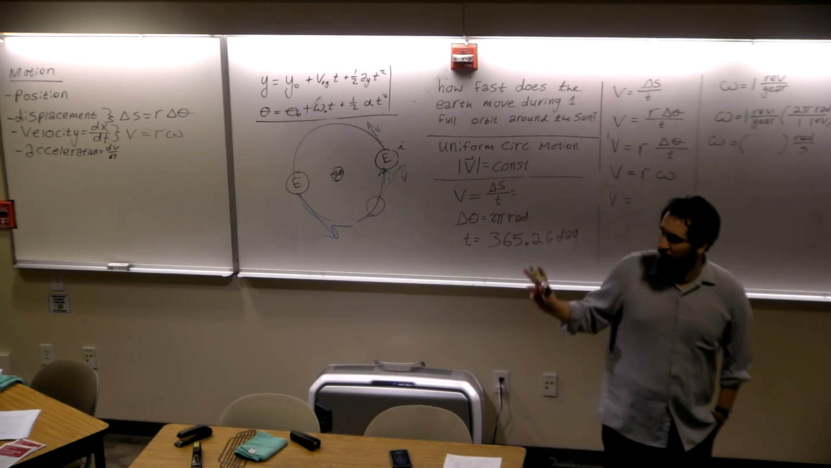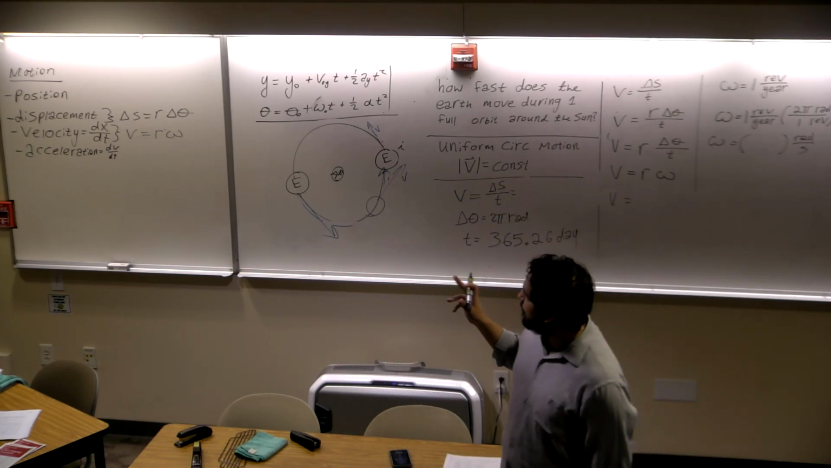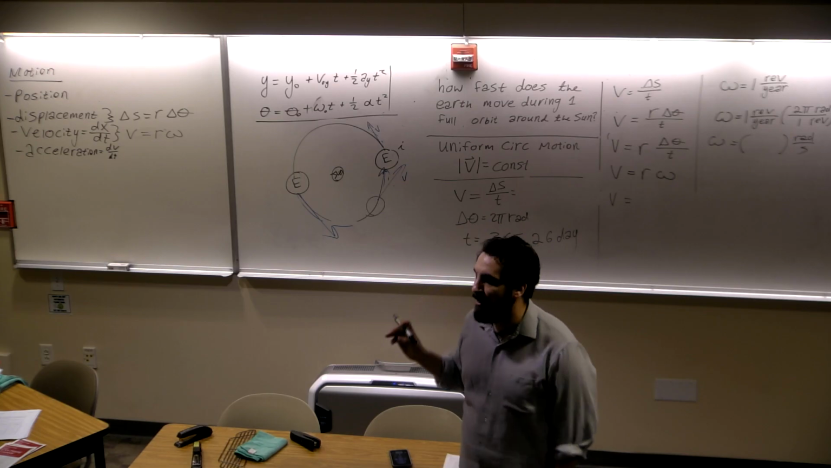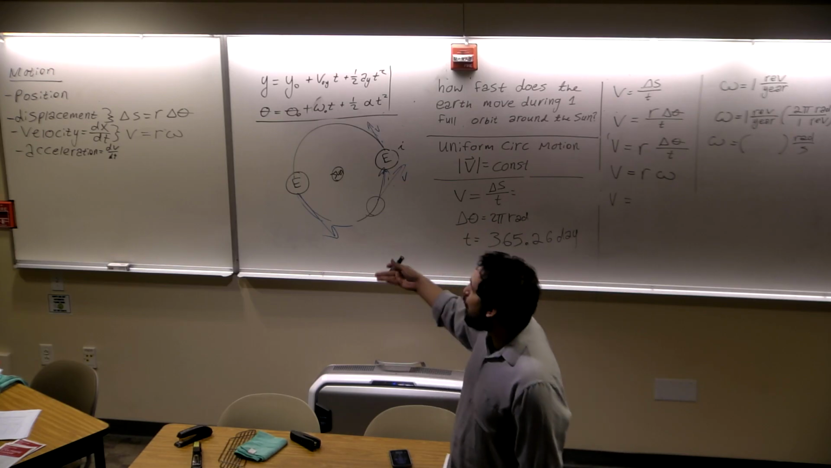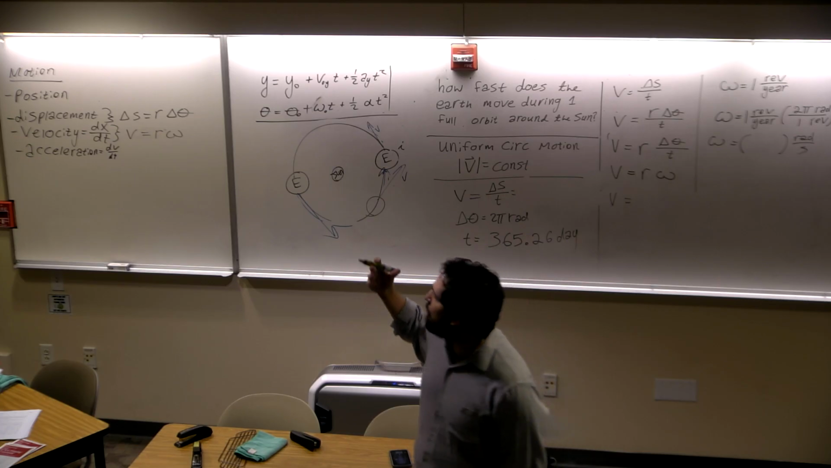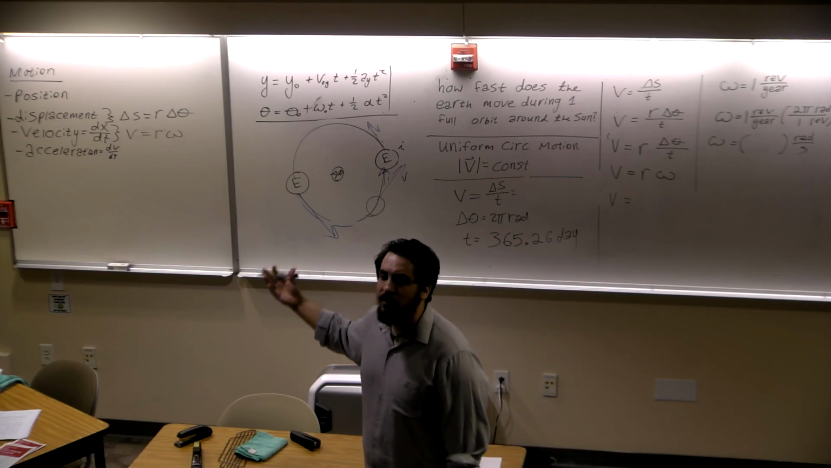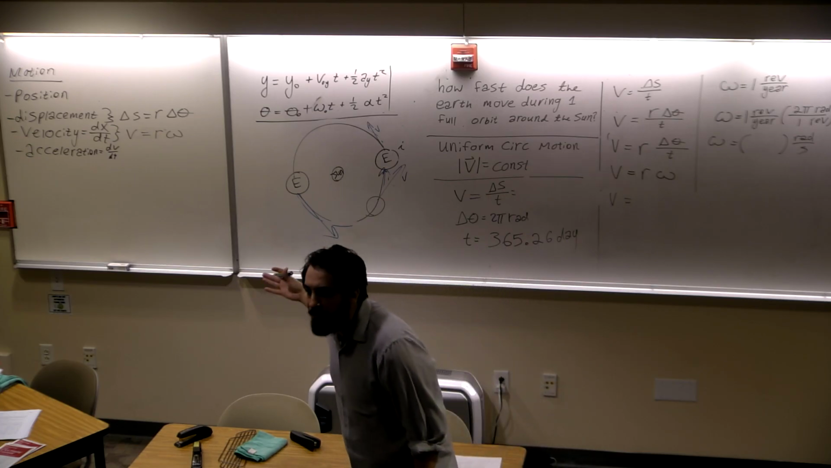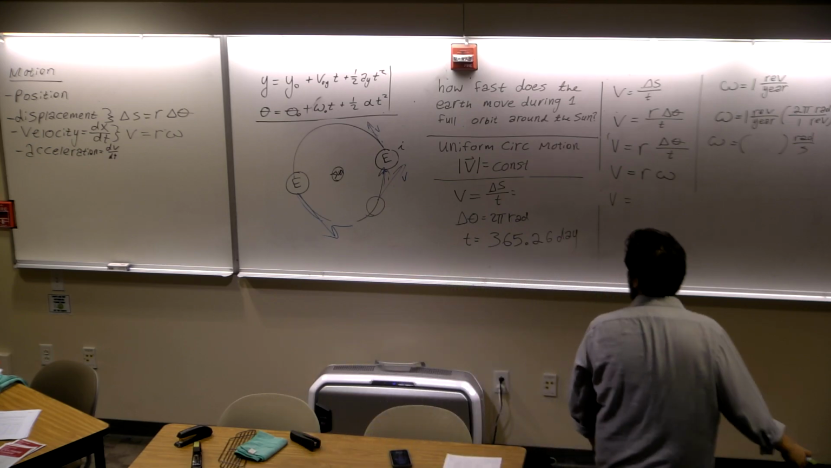Now we take a look at those two equations. Delta S is equal to R delta theta, V is equal to R omega. Take a look at those. We absorb them in our minds, and we might notice a pattern. I want you to turn to your neighbor and tell them what you think that pattern is. While you do that, I'm going to erase part of the board.